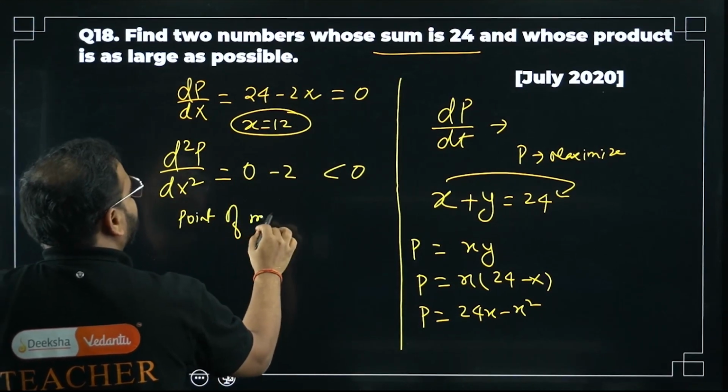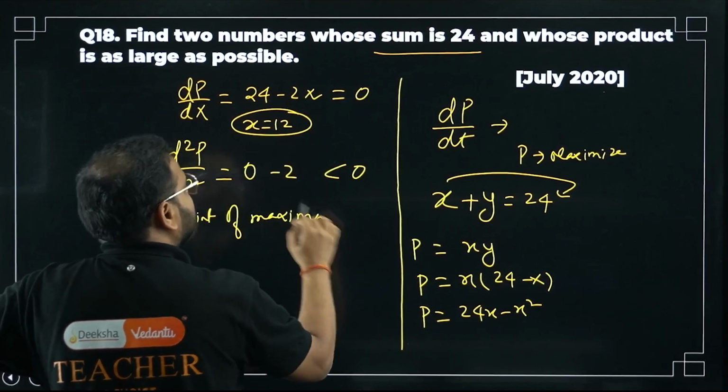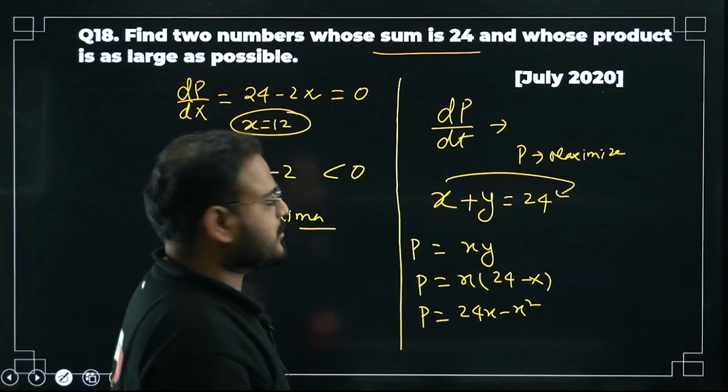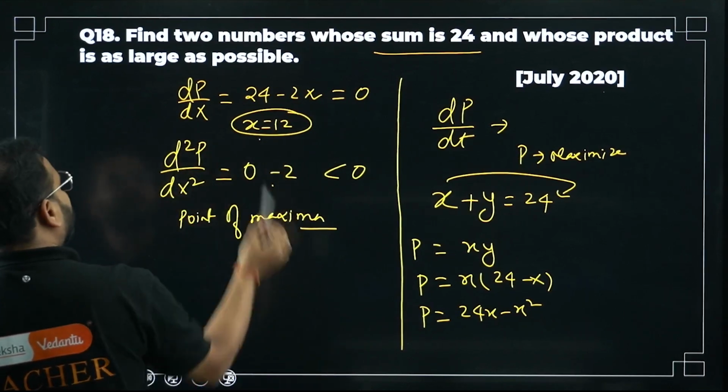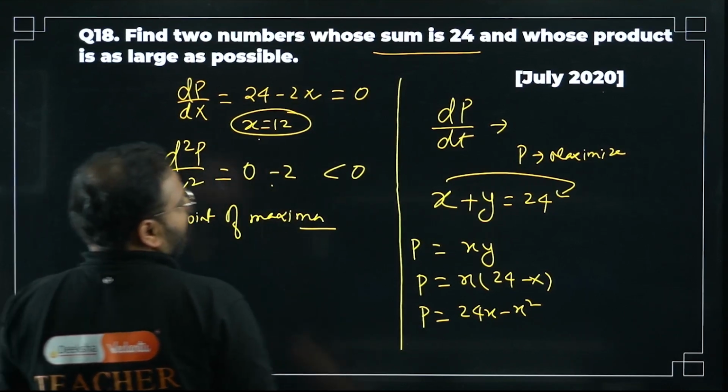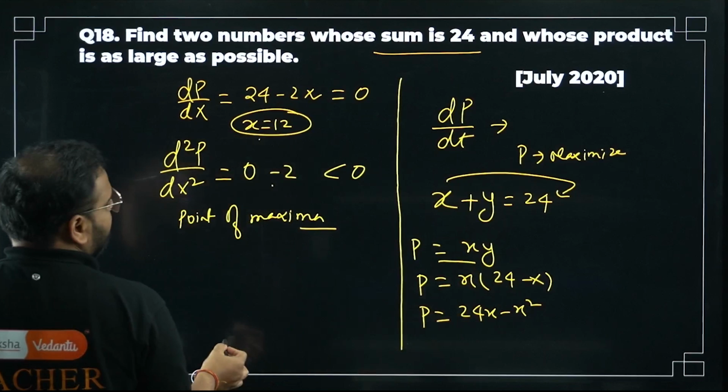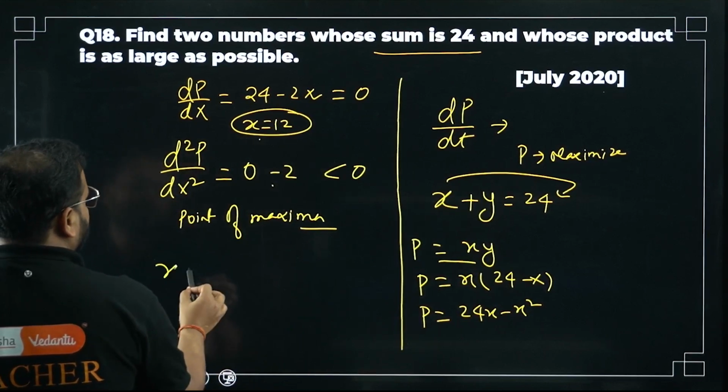Point of maxima, correct? Minus 2 means this point will be a point of maxima. So it means the product is maximized now, at x equals 12.